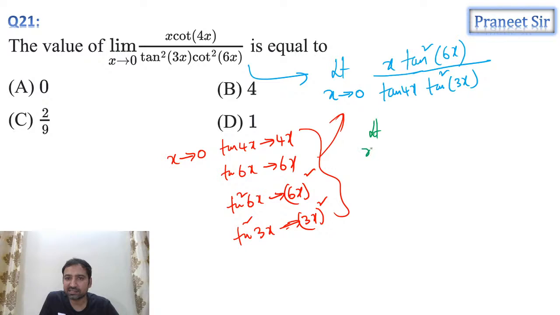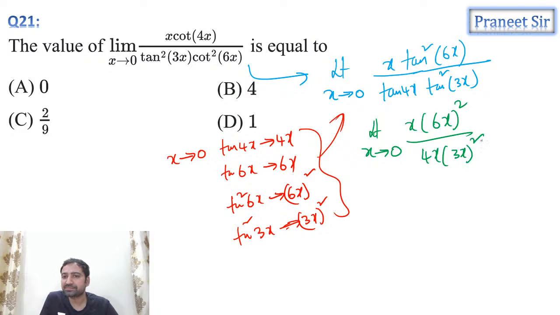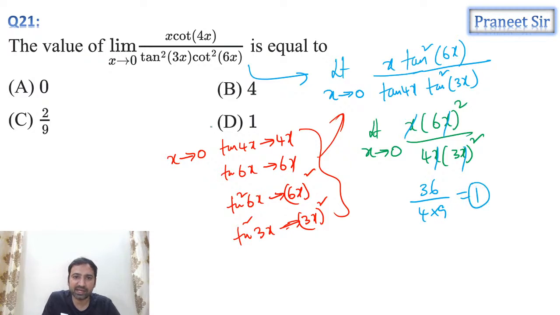Are we getting limit x tending to 0, x into 6x whole square by 4x into 3x whole square? Now x square, x get cancelled. That means x cube gets cancelled. And finally what we get, guys? 36 by 4 into 9. Are we getting 1, guys? Yes, we're getting 1. So the fourth option is the answer. Is it clear?